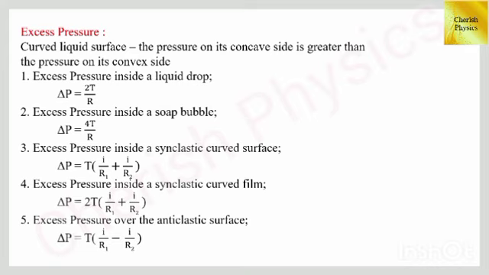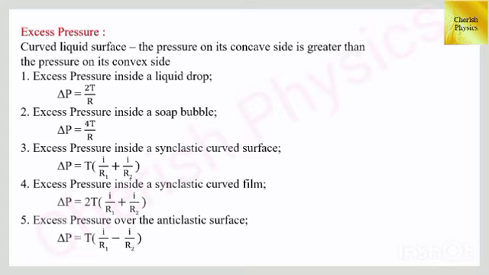For exam point of view, here I have given excess pressure formula for several cases. First one, the excess pressure inside a liquid drop. Delta P is equal to 2T divided by R. Second one, excess pressure inside a soap bubble. Delta P equal to 4T divided by R. Third one, the excess pressure inside a synclastic curved surface. Delta P equal to T into 1 divided by R1 plus 1 divided by R2.